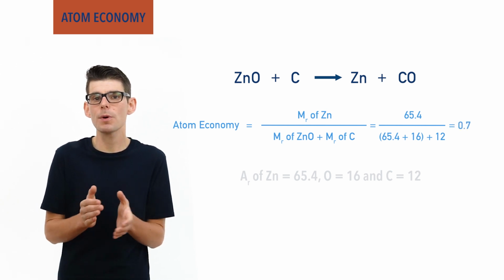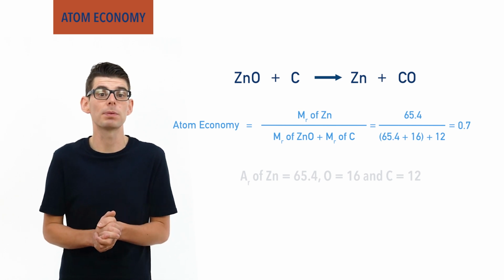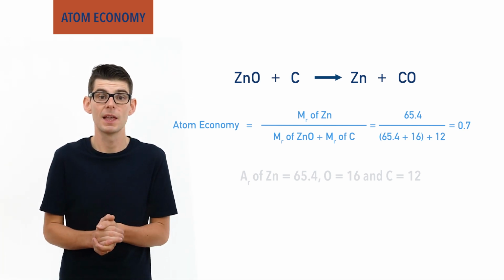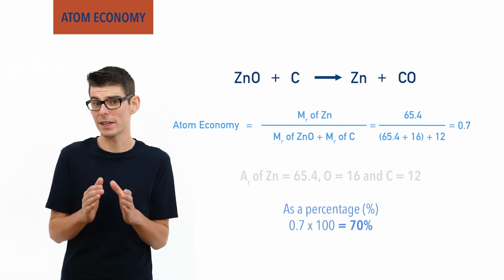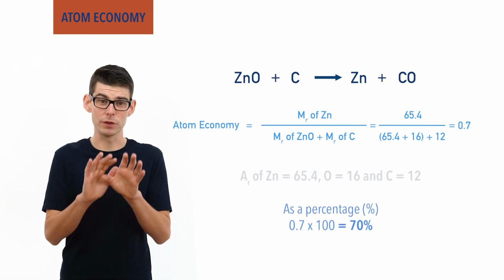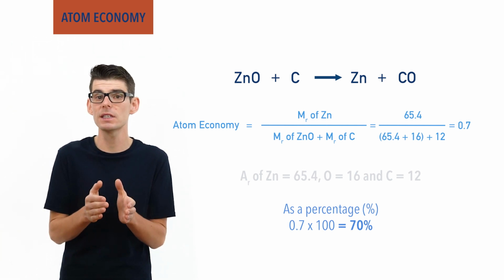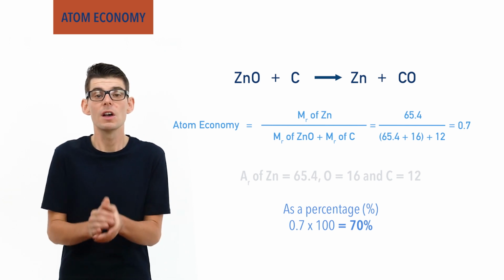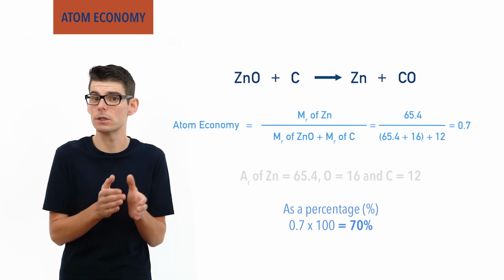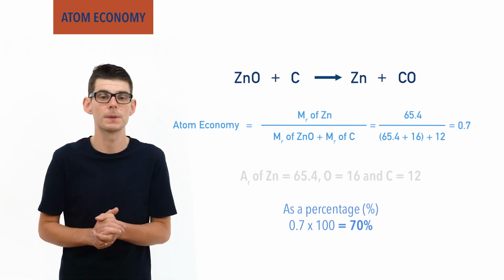We usually express atom economies as percentages. To do this, we multiply the decimal by 100, in this case 70%. This percentage atom economy tells us that out of all of the reactants matter at the start, 70% of it ends up in the desired product. Or in other words, for 100 grams of reactants reacting, 70 grams of desired product gets formed.